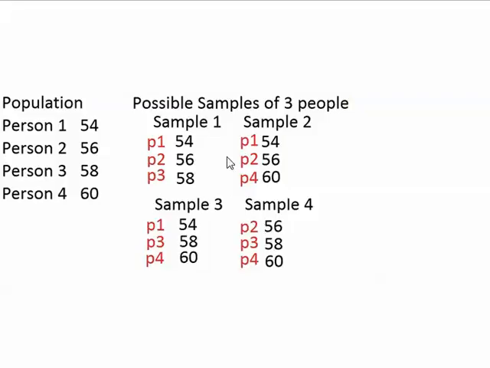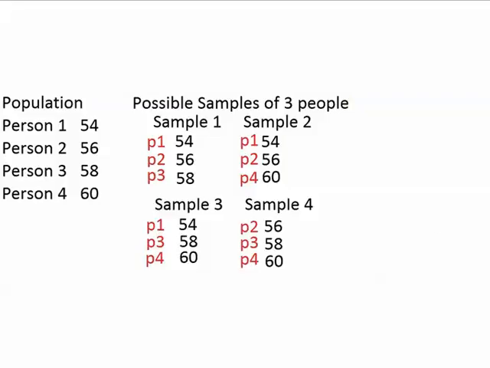So if you want to write out all possible samples of 3 people from a population of 4 people, all you have to do is just leave out one person each time. It's pretty straightforward. And if we calculate the mean of each possible sample of 3 people, and then we write out those 4 sample means over here, those 4 sample means will make up the sampling distribution for the sample size of 3.